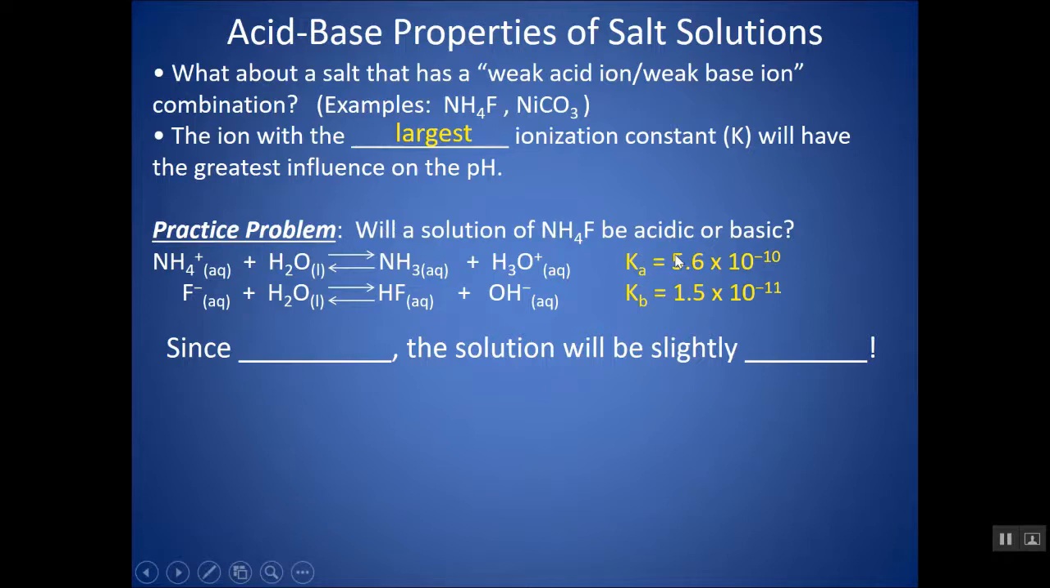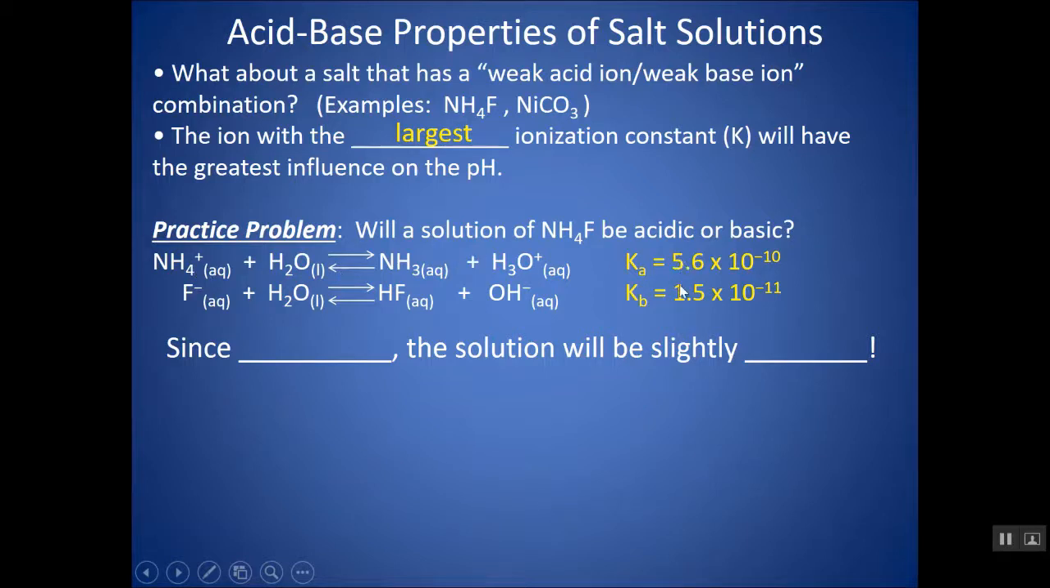So I could look up Ka's and Kb's. The Ka for NH4+ is here, 5.6 times 10 to the negative 10, and the Kb for F-, 1.5 times 10 to the negative 11. And just make sure you have the right thing. I do have the Kb for F-, which is acting as a base. I do have the Ka for NH4+, which is acting as an acid.